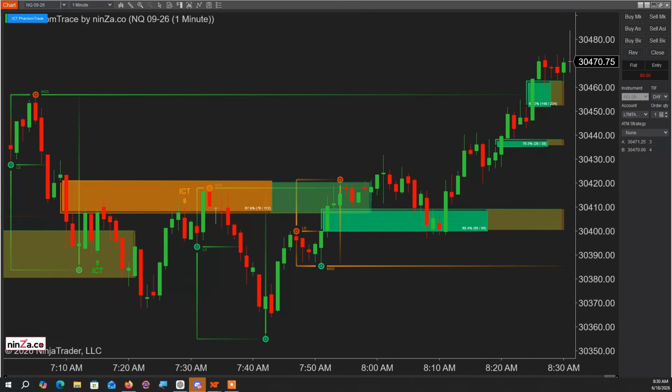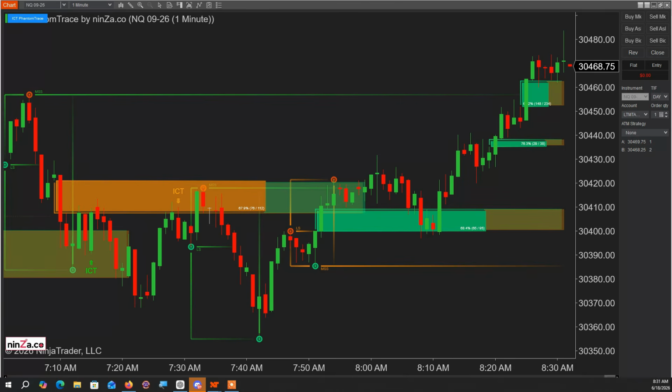PhantomTrace is a pretty interesting tool because it focuses on something many traders talk about and struggle to visualize, and that's liquidity. The idea is that markets don't just move randomly. Price is often searching for areas where orders are sitting, and PhantomTrace attempts to highlight those areas on the chart. Using concepts from ICT and smart money trading, it helps traders see things like liquidity pools, market structure shifts, and imbalance areas that could influence future price movement.